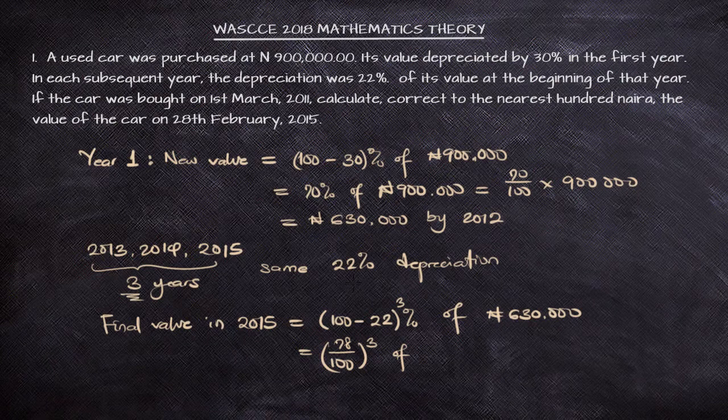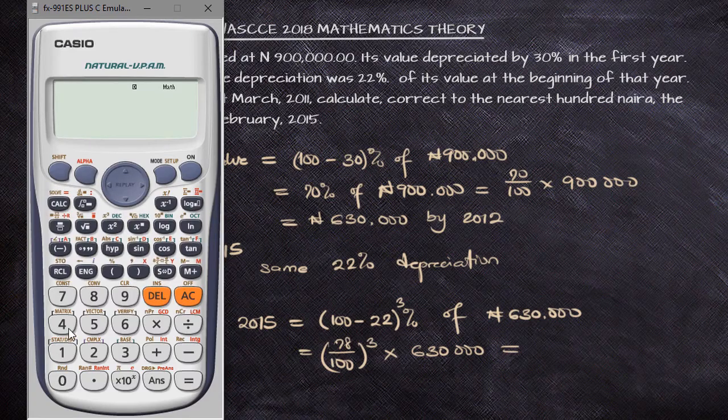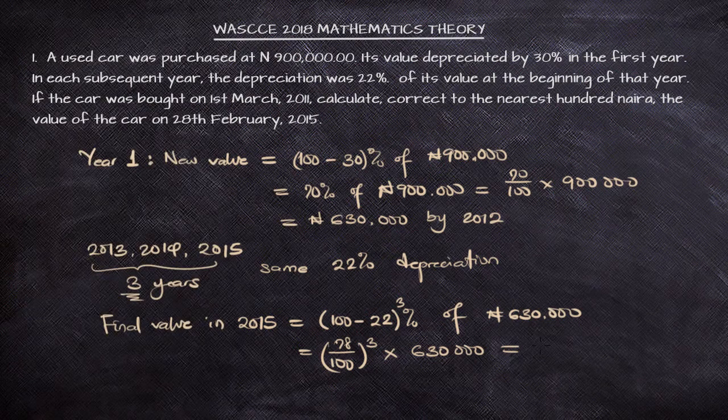Now, it's because it's 3 years that we are raising the depreciation over 3 years. If it were only 2 years, we would raise it to the power of 2. So here we can have 78 divided by 100 raised to the power 3 multiplied by 630,000. That will give us 298,976 naira and 76 kobo.